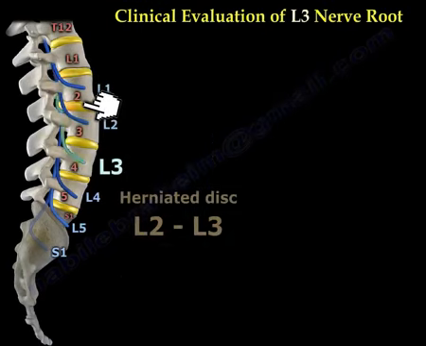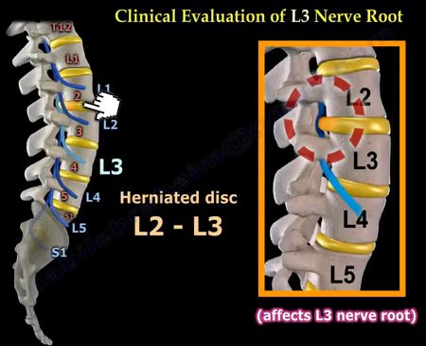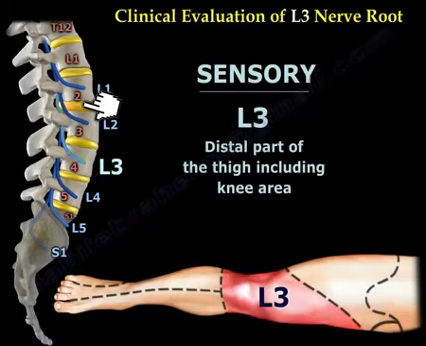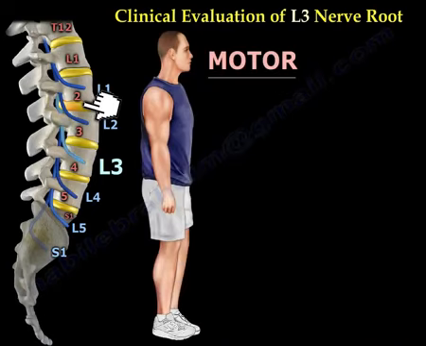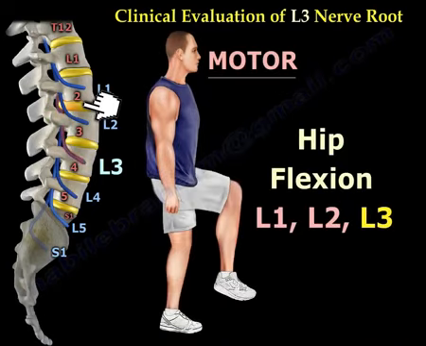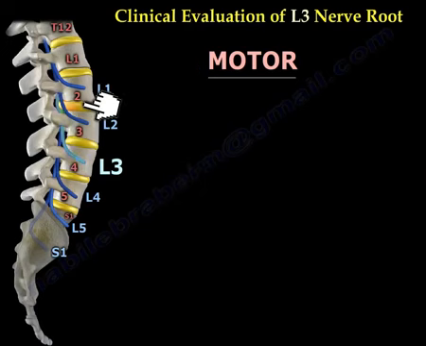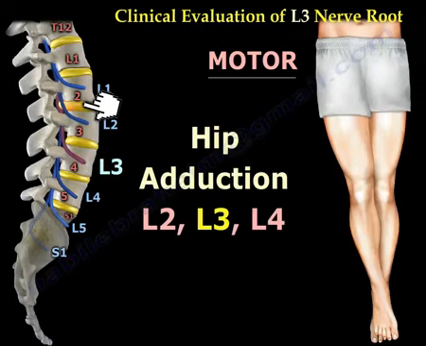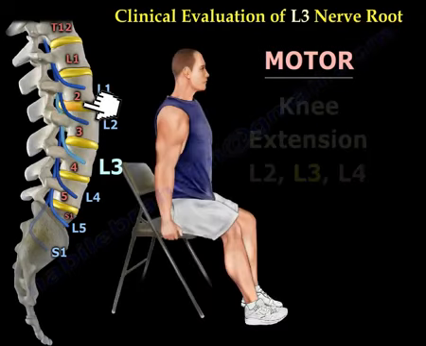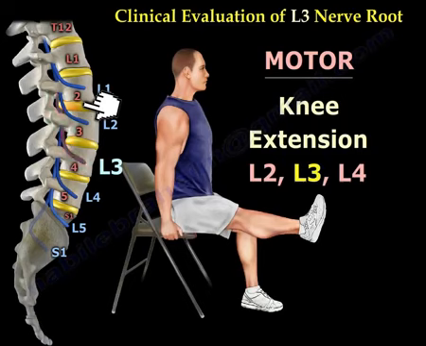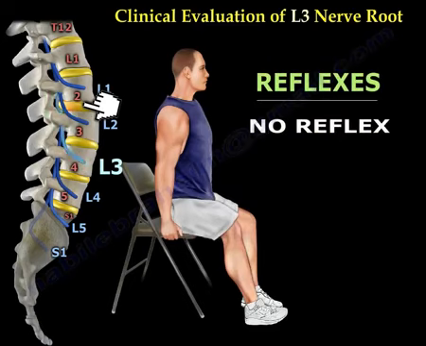How about a disc herniation between L2 and L3? It will affect the L3 nerve root. The sensation of L3 will be the distal part of the thigh, including the knee area, as illustrated in this diagram. The motor: hip flexion, L1, L2, and L3. Hip adduction, L2, L3, and L4. And knee extension, L2, L3, and L4. There is no reflex for L3.